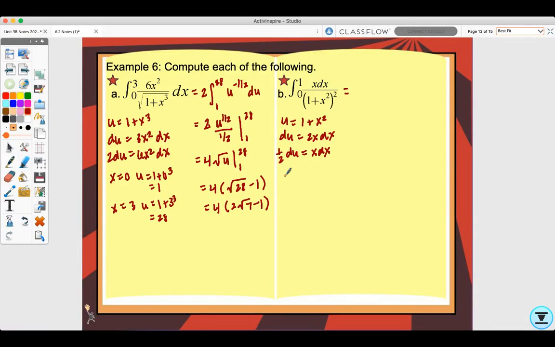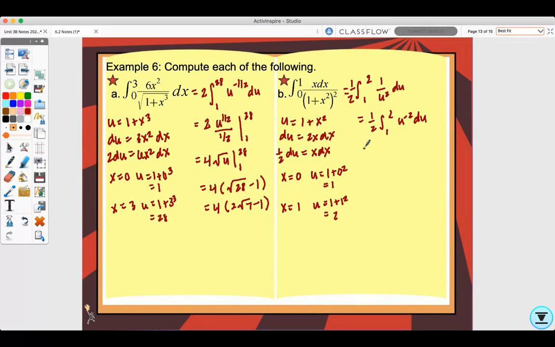Then we need to get our x values in terms of u. So x equals 0 in terms of u would be u equals 1 plus 0 squared. So u would be 1. And when x equals 1, u would be 1 plus 1 squared, which equals 2. So this would go from 1 to 2. Go ahead and put your 1/2 out front. And we'd have 1 over u squared du. This we could write as 1/2 from 1 to 2 of u to the negative 2 du.